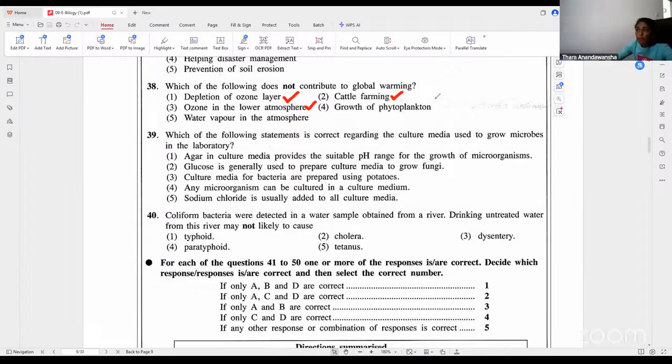The growth of phytoplankton is not directly contributing to global warming, but global warming is affecting the growth of phytoplankton. It can destroy phytoplankton and it can directly affect photosynthesis. Water vapor in the atmosphere, yes, water vapor is also one of the greenhouse gases which is contributing to global warming. So let's go to the global warming section also a little.